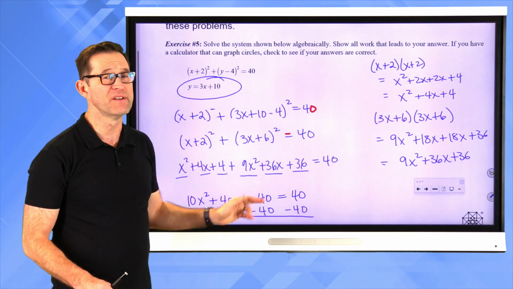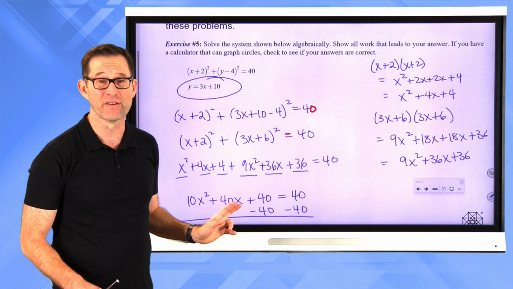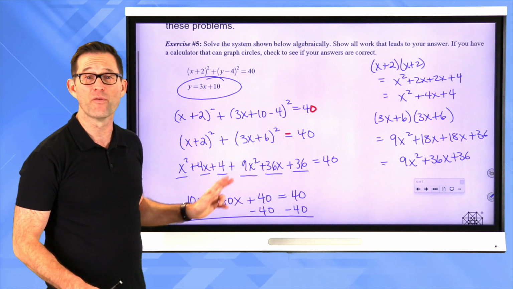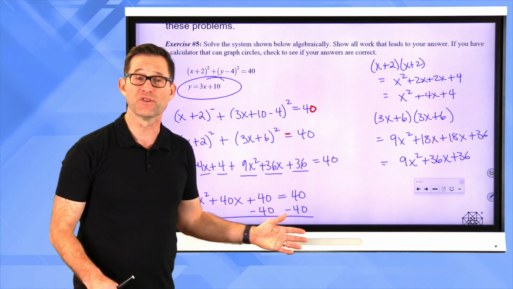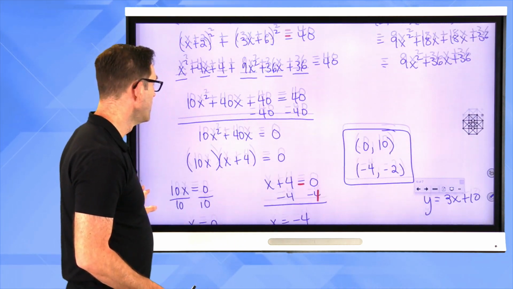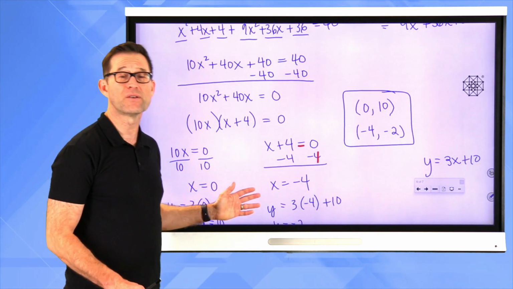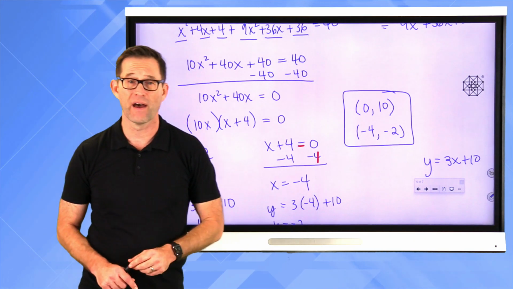That gets us all of this. You've definitely combined like terms a million times. So that's all we did to go from here to here. You've gotten equations set equal to 0 before. Factor, set equal to 0, back substitute, and we have it.